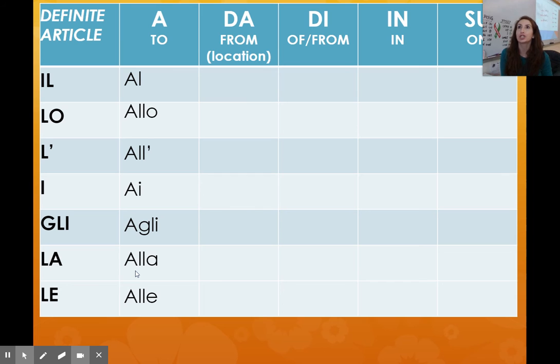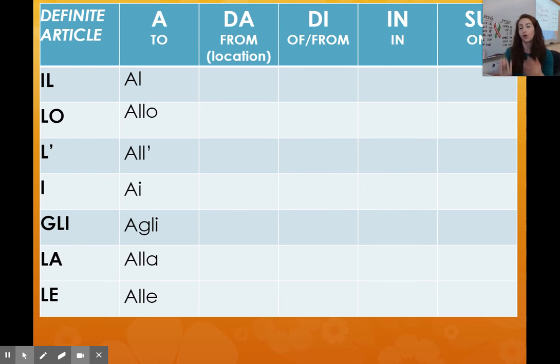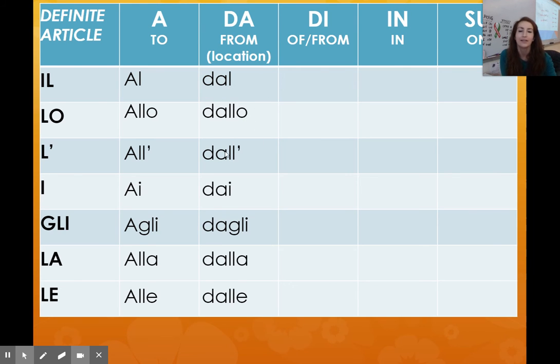If you say, I'm going to le case, the houses, le case, a, le, alle. Once you can find out the preposizione and the articolo, hopefully this chart makes it a little bit more facile. Da means from a location. As you can imagine, this becomes dal, dallo, dall'apostrofo, dai, not to be confused with to die, you give, dagli, dalla, and dalle.